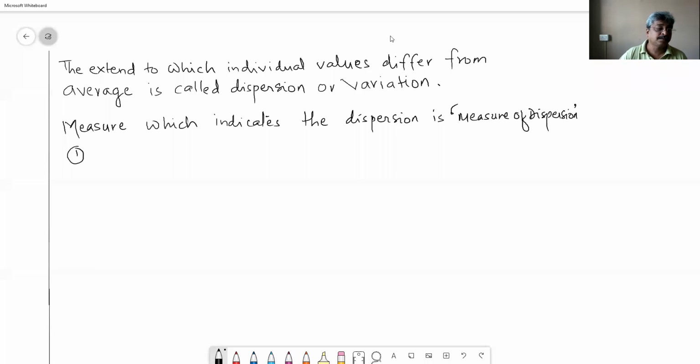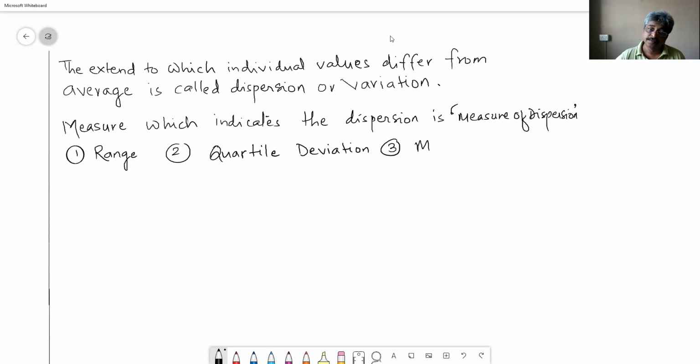One, first measure of dispersion is range. Second is quartile deviation. Third is mean deviation. And fourth, variance and standard deviation.